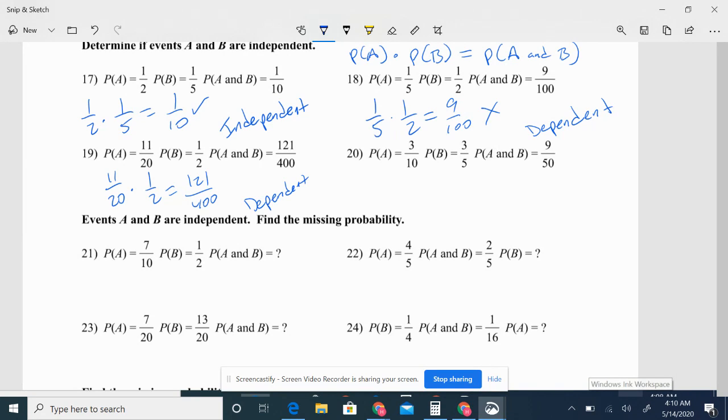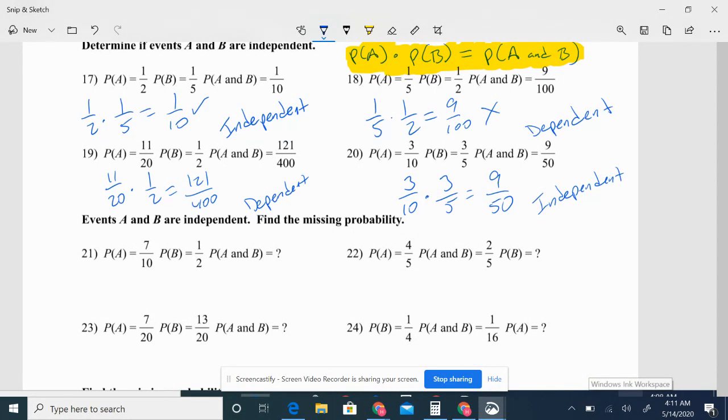For number 20, is 3 over 10 times 3 over 5 equal to 9 over 50? Yeah, it is true. Therefore, these cases are independent. Not too difficult. Now here, for questions 21 through 24, it says, events A and B are independent. Find the missing probability. I'm using the same formula I was using for questions 17 to 20, probability of A times probability of B equals probability of A and B.